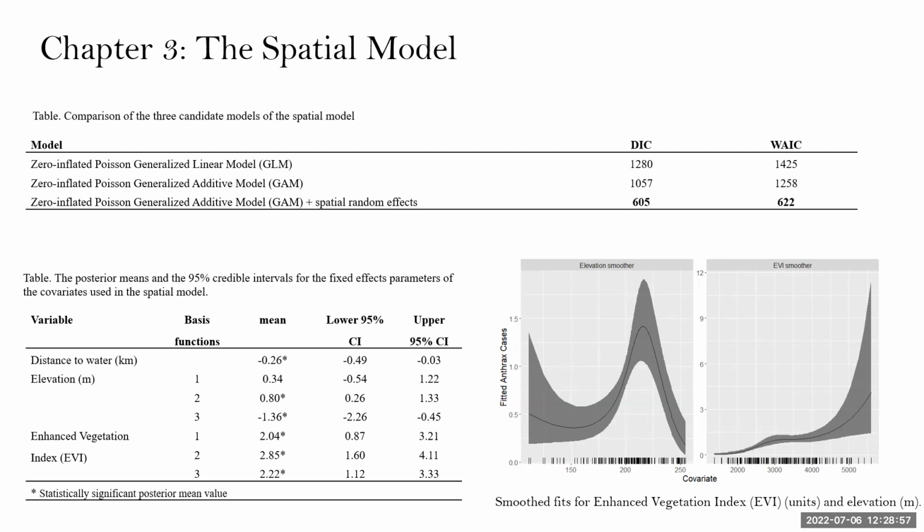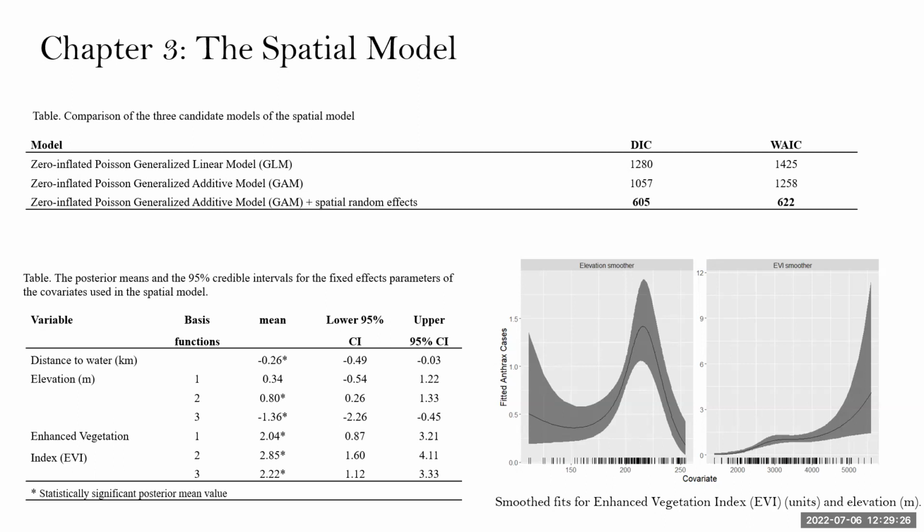I then measured the DIC values of the candidate models to select the final spatial model. So basically, what I expected to see is that the DIC should have been getting smaller if the fit was improving with the addition of these aspects. The final spatial model with the lowest DIC had distance to water as a linear effect, and EVI and elevation as nonlinear terms, with the addition of spatially correlated random effects.